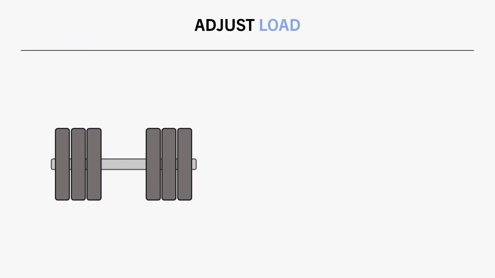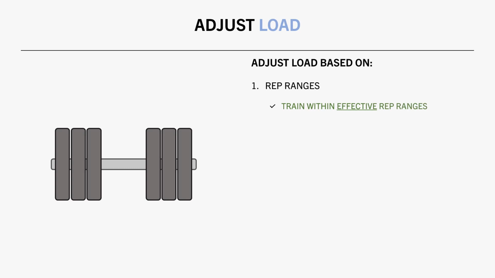So assuming we are training close to failure and focusing on effective technique, we then need to adjust the load used. The load we use should be adjusted based on 3 primary factors. The first is based on the rep range we want to work within. As discussed, you could either have a pre-planned rep range that you are aiming to train within, or simply work within rep ranges that feel productive and orthopedically friendly on your joints.